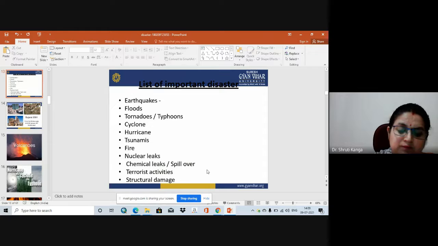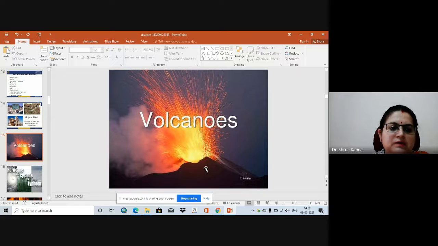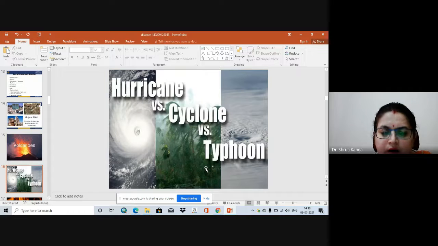Now, a detailed study of all these important disasters, in terms of geology, in terms of environment, in terms of water-related disasters, we will be studying in the coming classes. But today we are only going through the basics of disaster, its introduction, and the different criteria on which we can classify these disasters. So you have gone through natural and man-made disasters. You have gone through the classification of disasters on an onset basis, where we have studied rapid and slow disasters.